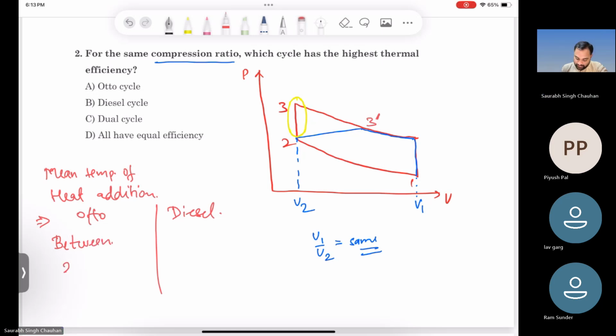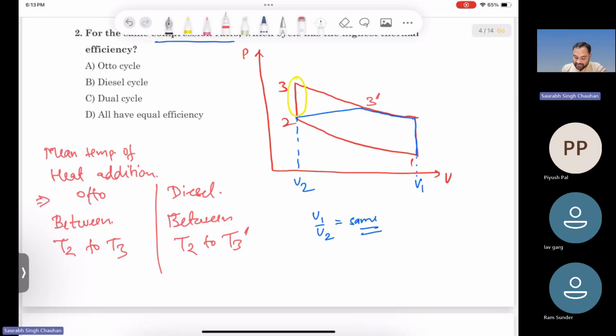Somewhere between T2 to T3, and in case of diesel it will be between T2 to T3 dash, or T3 prime. And you know that T3 is greater than T3 dash, right? Because if you draw the isotherm, then you can clearly tell. So the mean temperature of heat addition in the Otto cycle is greater than the mean temperature of heat addition of diesel.